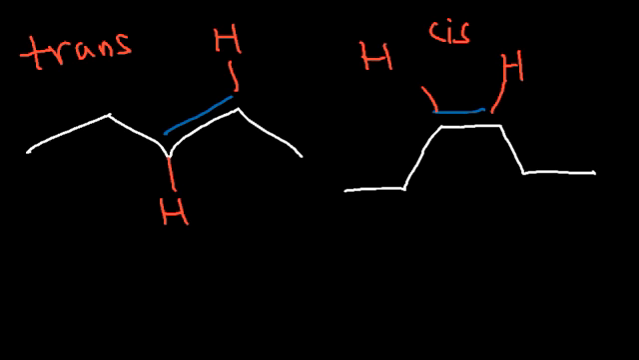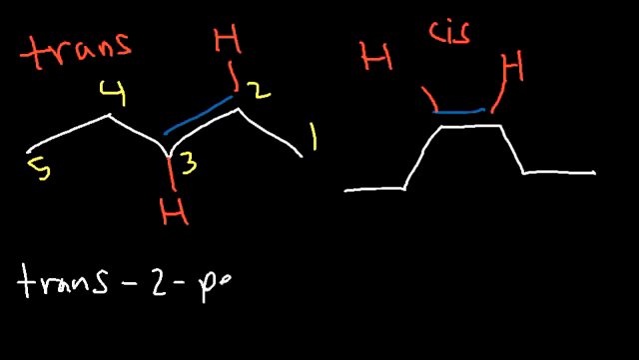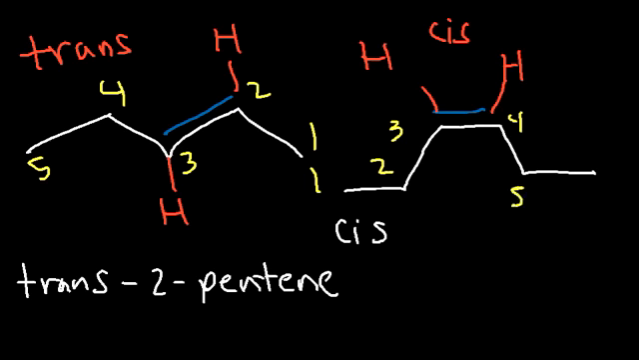So to name the one on the left, it's going to be 1, 2, 3, 4, 5. We need to count it from right to left so that the alkene has a lower number. So it's going to be trans-2-pentene. And for the example on the right, it's cis, and if we count it, 1, 2, 3, 4, 5, 6. So it's cis-3-hexene. So when you have an alkene, you may need to mention if there's cis and trans.